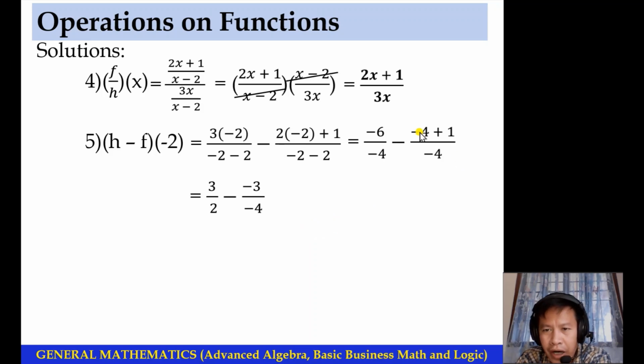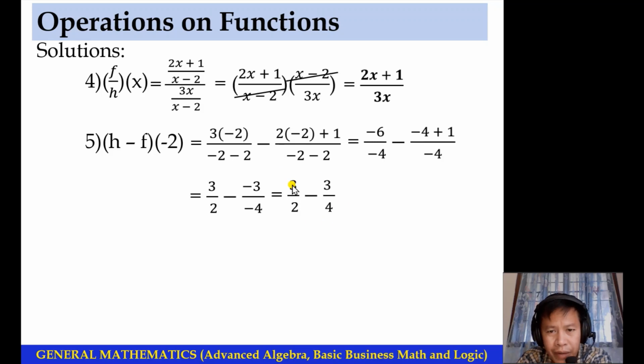Okay. Negative 4 plus 1 is equal to negative 3. Copy the sign of the bigger absolute value, and that is negative. And this is negative 4 because negative 2 minus 2 is negative 4. What you need to do here is to simplify. Negative divided by negative is equal to positive already. Therefore, you have 3 halves minus 3 fourths.